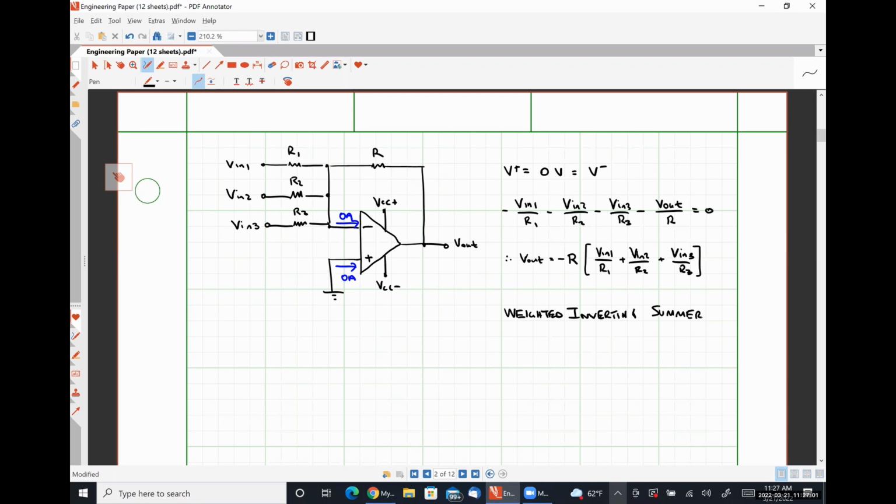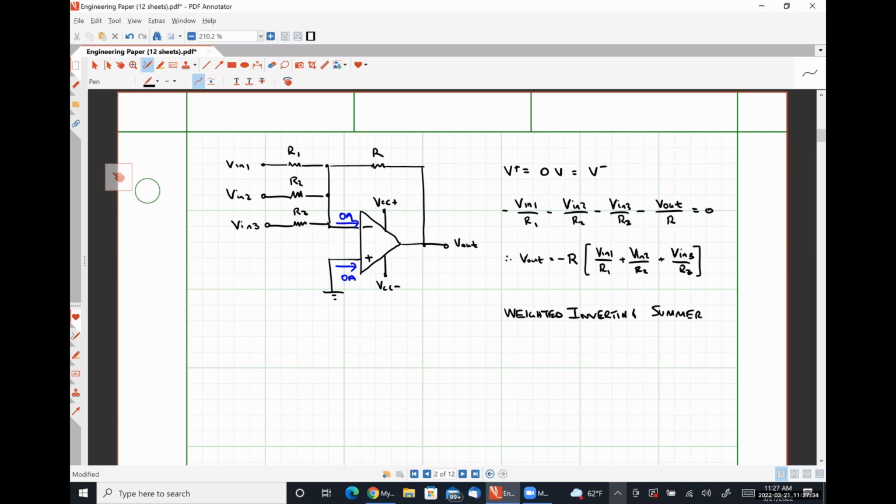And its name describes exactly what's going on. It's an inverting summer because of the negative sign, since all of the inputs are applied on the inverting input terminals. It is a summer because it's adding up our input signals, and it's weighted because it's scaling those input signals by a factor of negative R over the resistor that the input signal sees.